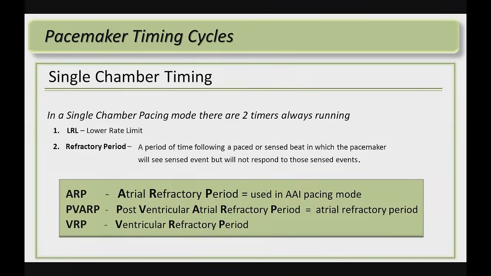There are three refractory periods: ARP, which stands for atrial refractory period and is used in AAI pacing; PVARP, which stands for post-ventricular atrial refractory period. This refractory period is used in dual chamber pacing, so we'll be talking about that more in just a bit. VRP, which stands for ventricular refractory period.